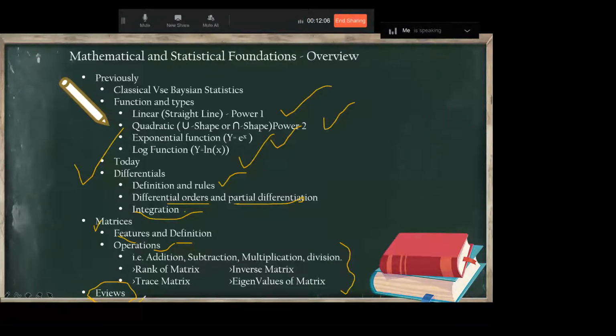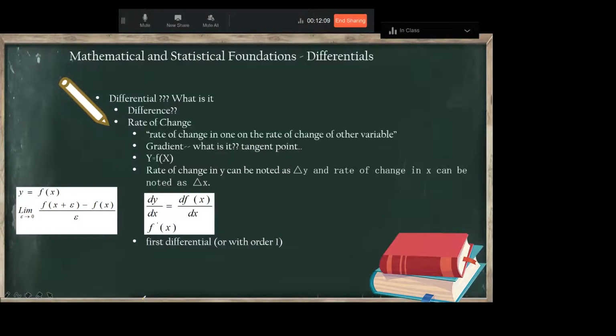Now if we talk about differentials, what is a differential?